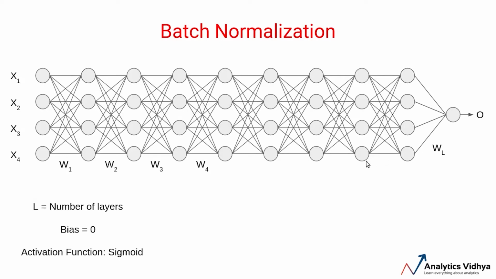This is the neural network which takes the inputs x1, x2, x3 and x4, and here w1, w2 up till wL are the weights of this network. Here L is the number of layers in the network. Also, for simplicity, I am assuming that the bias term is 0. And the activation function for all of these layers is set to sigmoid.